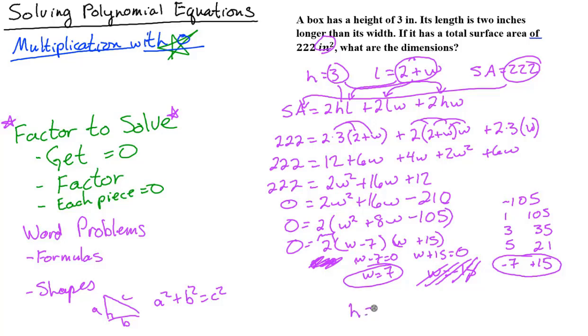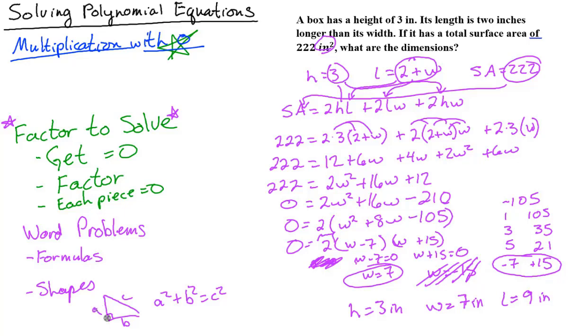So the height is 3 inches. The width is 7 inches. And then the length would be 2 more than the width, which is 9 inches. Alrighty, that does it for that one.